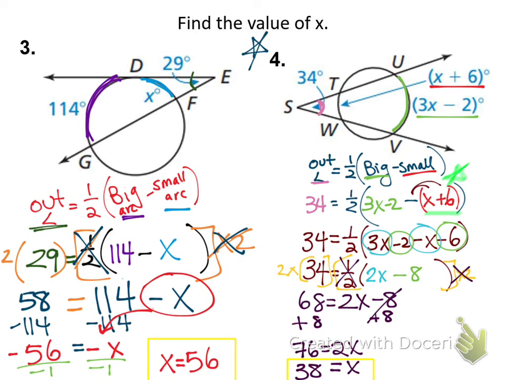I'll just show you what it would have looked like anyways. 1/2 times 2x minus 8. What's 1/2 of 2x? 1x. And then what's 1/2 of negative 8? Negative 4, and then you would have added 4 on both sides and gotten the same thing. It could work here because both of these are even numbers, so it's a lot easier than odd numbers.